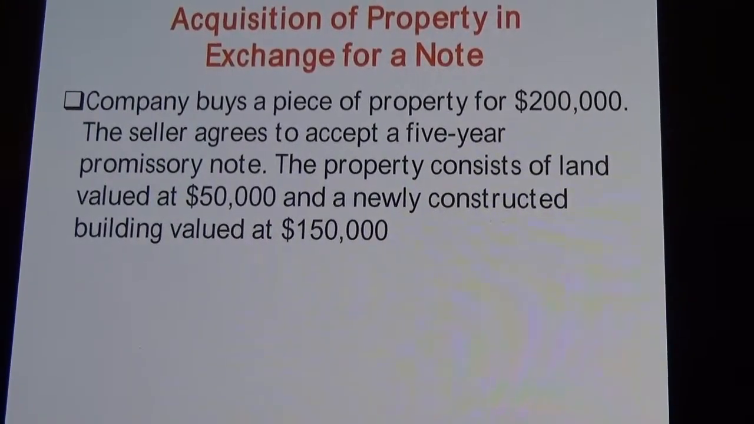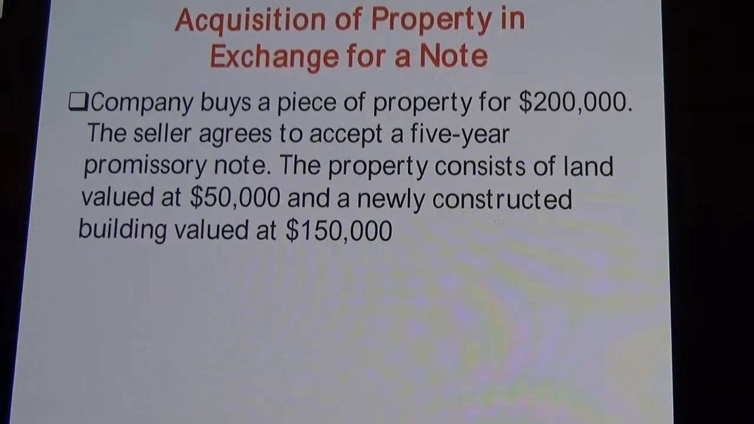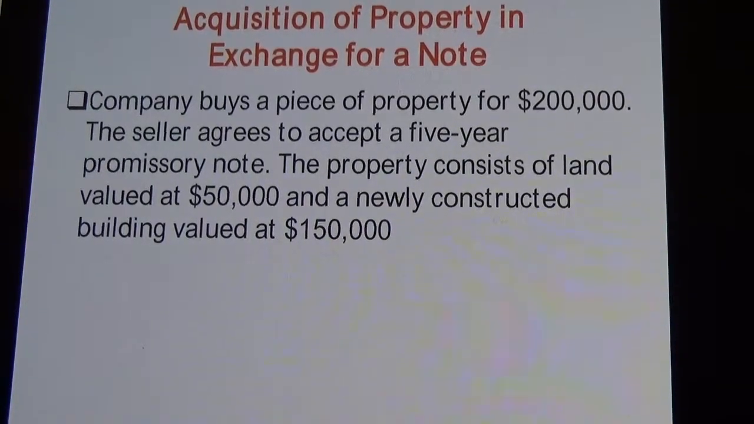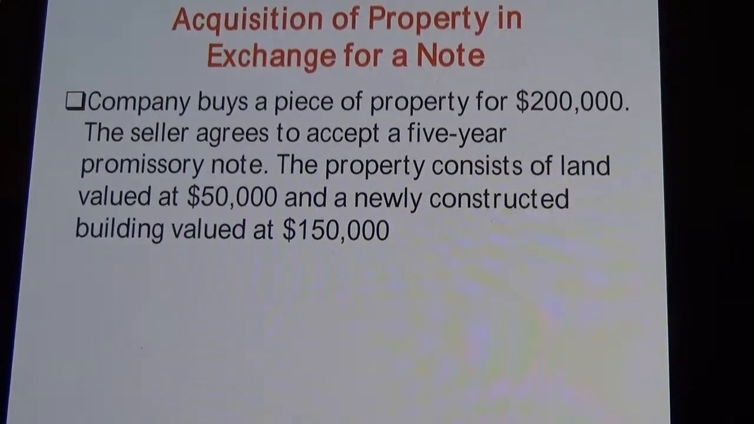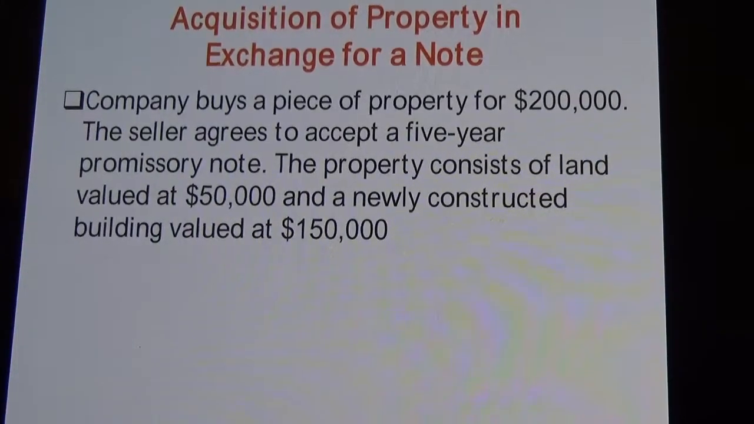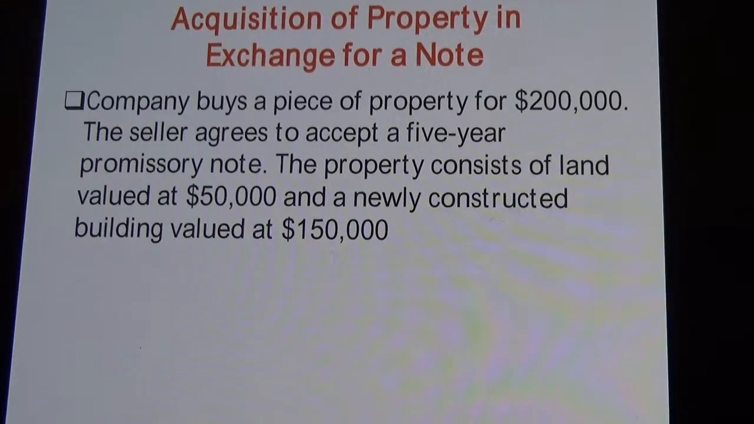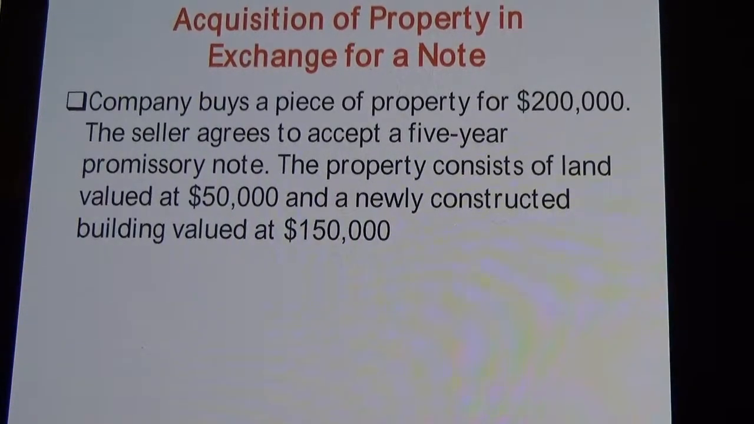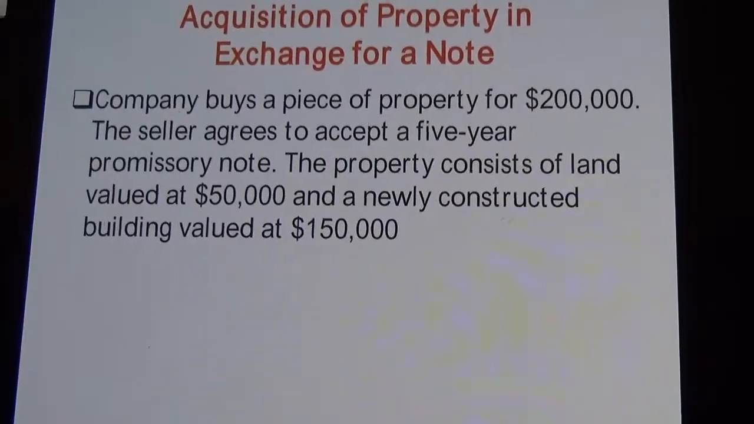The next transaction that this company engages in is they buy some property for $200,000, and the seller has agreed that they can pay them in the future. So they accepted a 5-year promissory note. That means the company now owes that $200,000, and they will have to pay it in 5 years. And so that would be recorded as a note payable because it has a promissory note underneath it. That promissory note is a source document that represents a note payable.